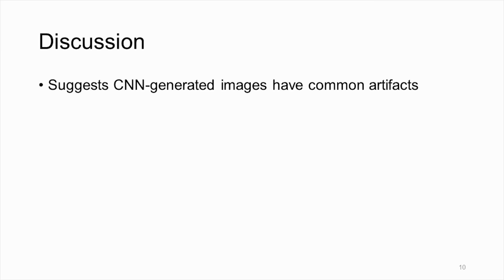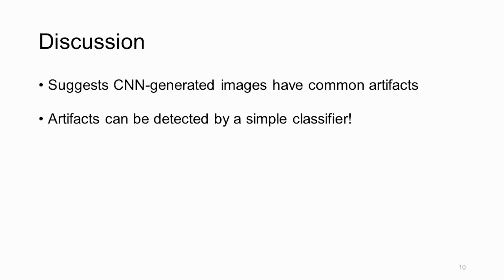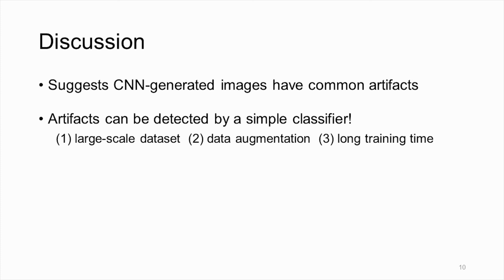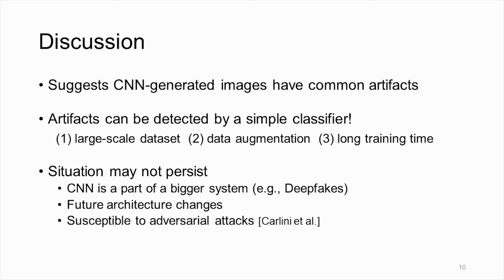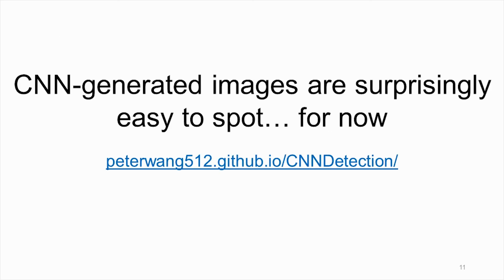Our work suggests that CNN-generated images have underlying common artifacts, and they can be exploited by a simple classifier. The only tricks for making it work well are a large-scale training dataset, appropriate data augmentations, and long training time. However, this does not mean that the problem is solved. From the results we have on DeepFakes, we note it remains challenging to detect manipulations where a CNN is only one part of a bigger system. And future architectural changes in generative models might buck this trend, as will adversarial attacks.